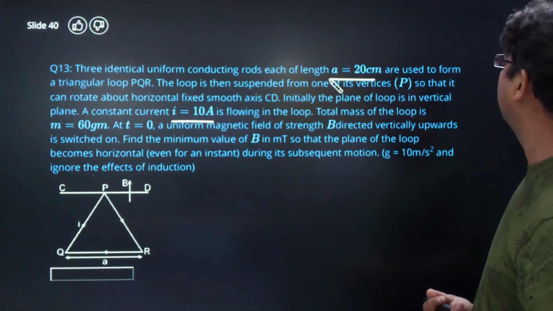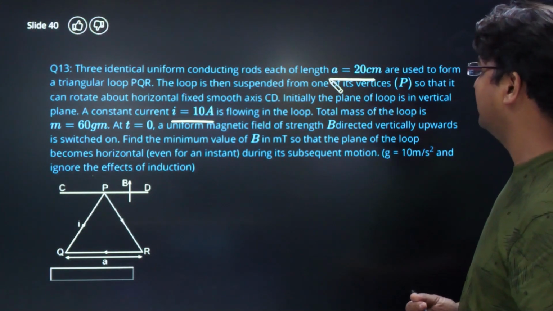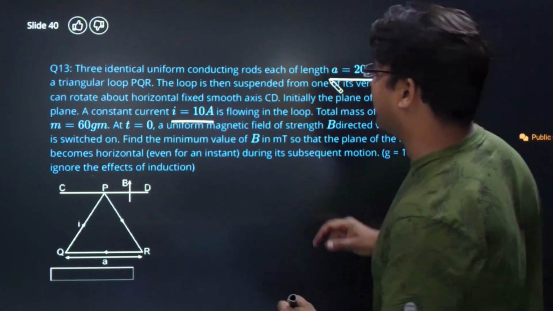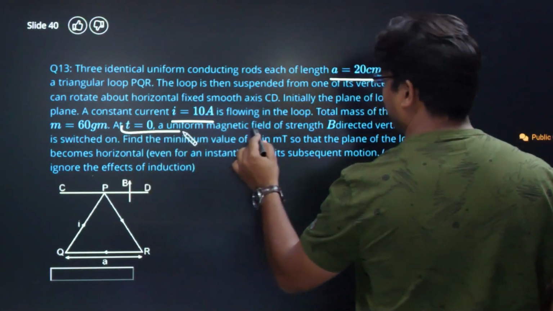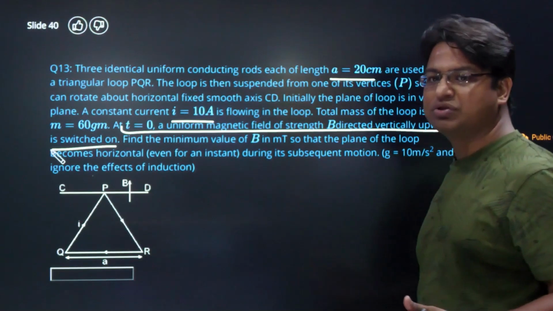Okay, so what do we do? A loop is suspended from, so that at t equal to 0. Okay, so we are switching on a magnetic field. So I was looking for this statement. Okay, we have switched on. So there was no magnetic field earlier, and now we have switched on a magnetic field.